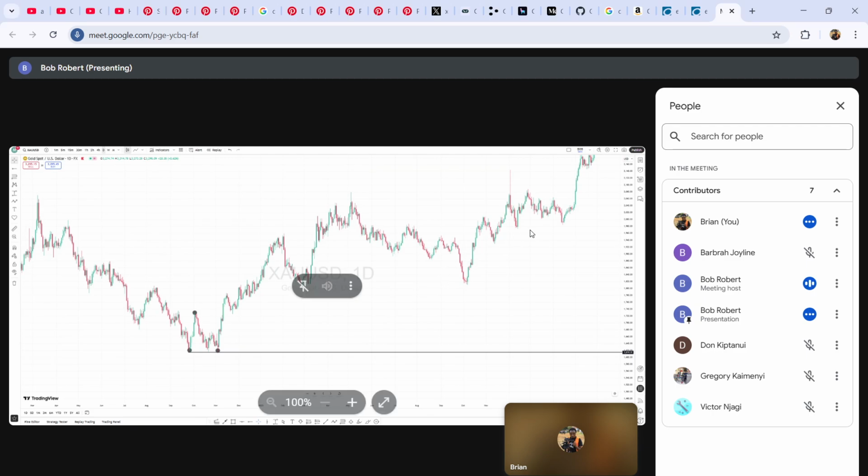Nice. So this was the first part. Then from here, we have this impulse that played up to here. So now the break of structure is here. Okay. This is where we have the first break of structure at this point.